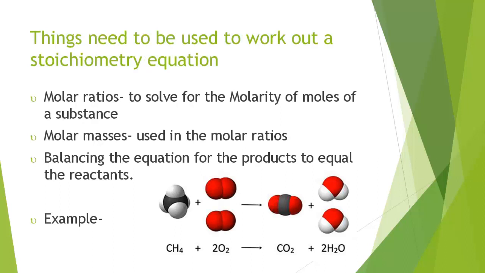Things that need to be used when working out a stoichiometry equation. Number 1, molar ratios, to solve for the moles of a substance. Number 2, molar masses. This is used with the molar ratios to find out the moles or mass of another substance. And you will need to balance the equation so the products equal the reactants. An example of that would be CH4 plus 2O2 gives you CO2 plus 2H2O. So you have 3 moles on one side and 3 moles on the other.